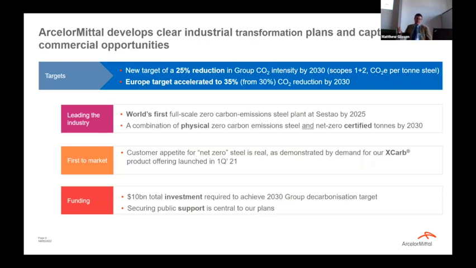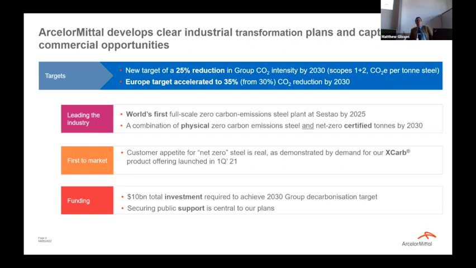We will have the first carbon neutral plant in Sestao, hopefully by 2025. By using different measures and means of production, we can achieve this. We see that the customers are more and more demanding CO2 reduced products. So we have launched our X-Carb brand. We will produce in Europe steel under the X-Carb, which means low or in the end zero carbon emission steel.